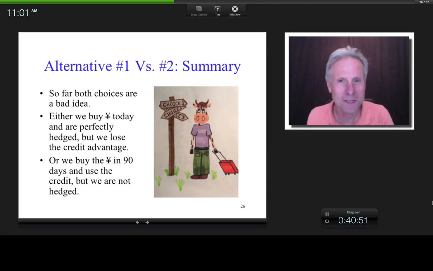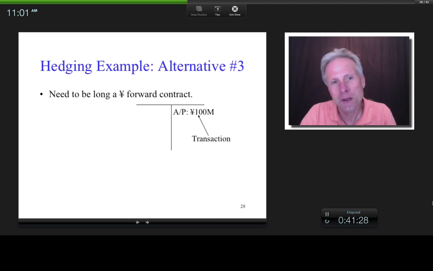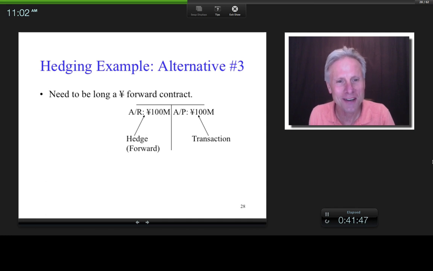So let's move on to alternative number 3. The next alternative we're going to look at is a forward contract. Okay? So do we need to be long or short a forward yen contract for our hedge? Well, let's look at our transaction, right? On our transaction side, or our widget side, are we long or short yen? We're short yen, right? And so therefore, for our hedge, do we need to be long or short yen? We need to be long, right? We need to be on the opposite side of the transaction.